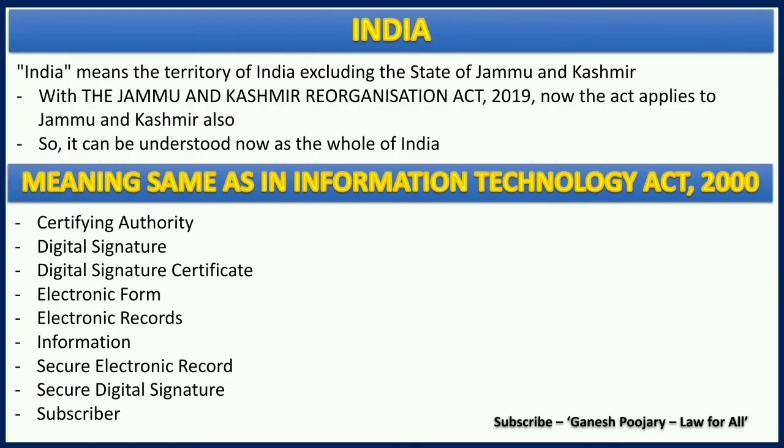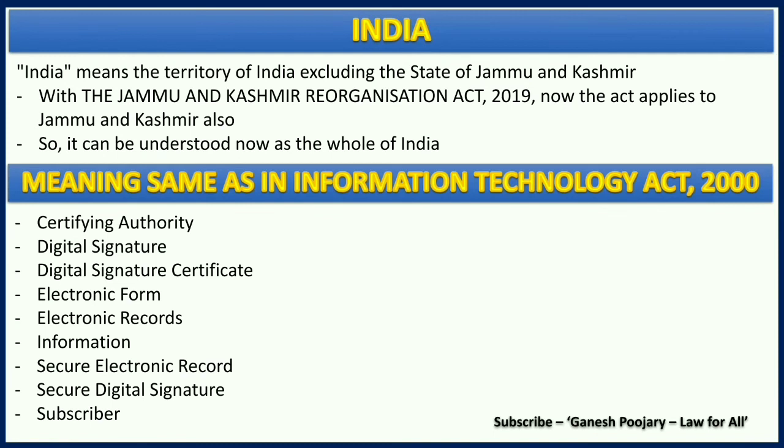The act under Section 3 interprets India also. It says what is India. India means the territory of India excluding the State of Jammu and Kashmir. That is what is spelled out here in Section 3 of the Indian Evidence Act. But remember, as I have already told in one of my previous lectures, with the Jammu and Kashmir Reorganisation Act 2019, as many as 108 acts are now applied to Jammu and Kashmir, and the Indian Evidence Act is one among them. So now we can understand India as the whole of India including Jammu and Kashmir.